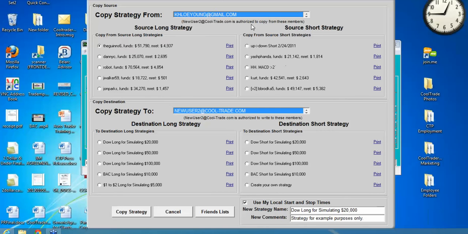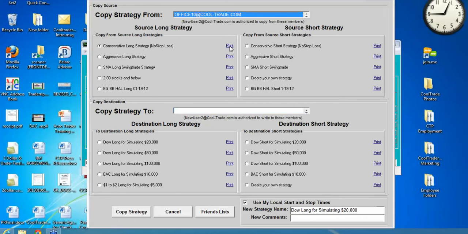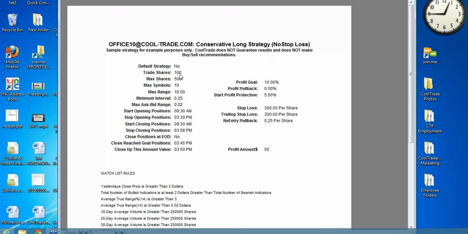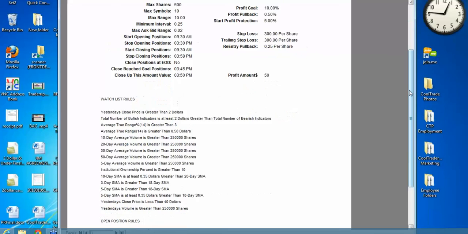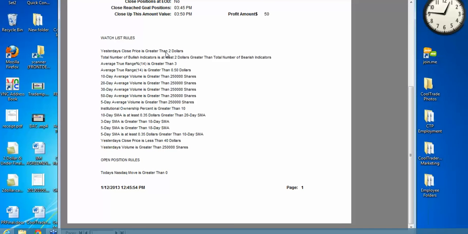So if you want to copy a strategy, let me just show you how to do that real quick. Say you find one that you like, and here's a conservative long strategy with no stop loss. Let's say that you're interested in that. You open it up, and it's trading 100 share lots. Let's say that works for you. Maximum shares to purchase 500, maximum symbols to buy 10. And then you look at the rules. This conservative one was developed in 2006 by another user in the community, and it has so many rules.